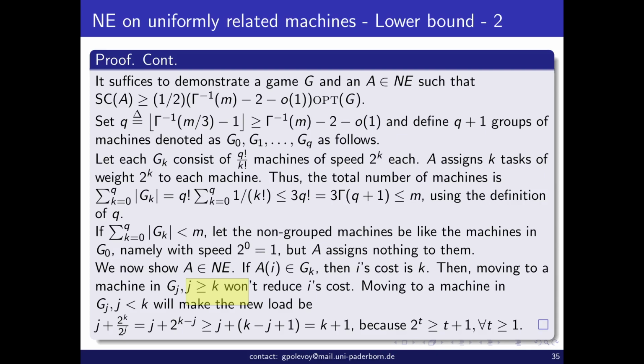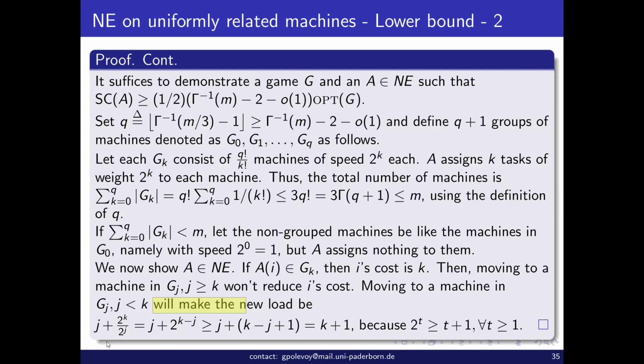Moving to a machine G_J with J strictly smaller than K will also be a problem. One direction does not work because the machines that are not slow, they are not slow because they have too much already on their head. The second direction, if J is smaller than K, is not going to work as we see now, because the machines are slow, their speed is not large enough.